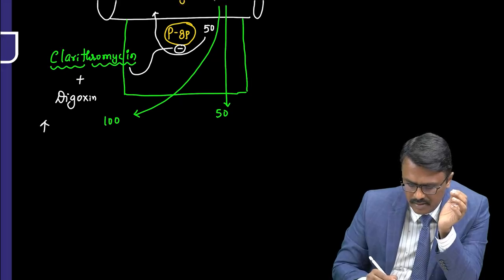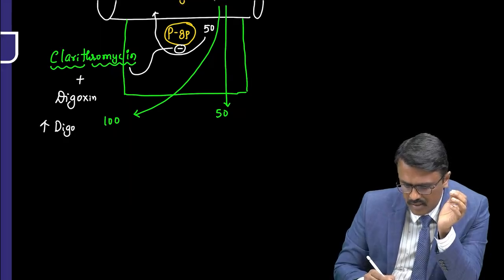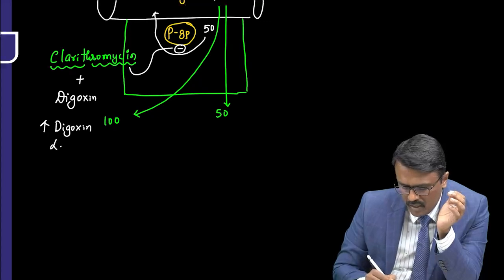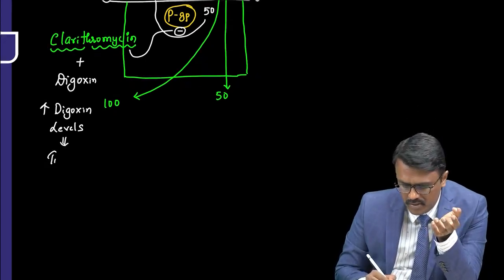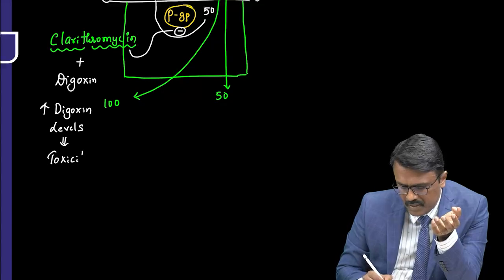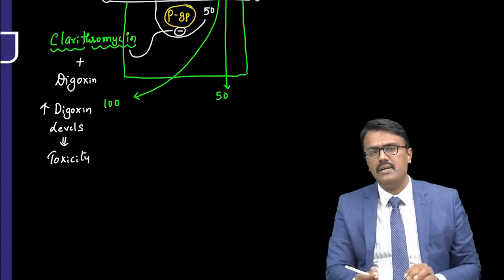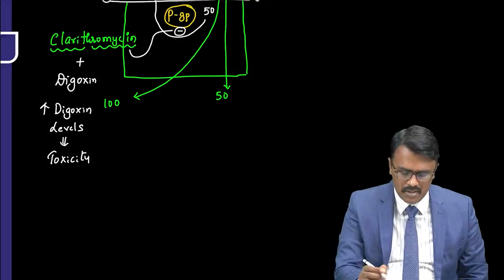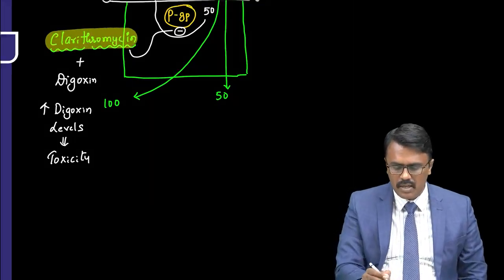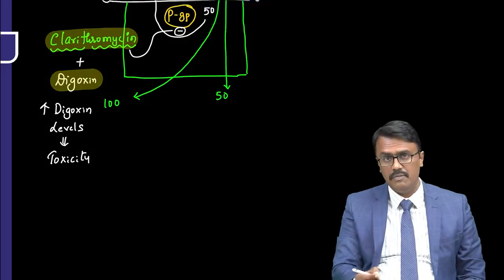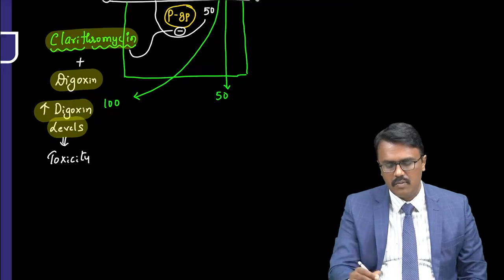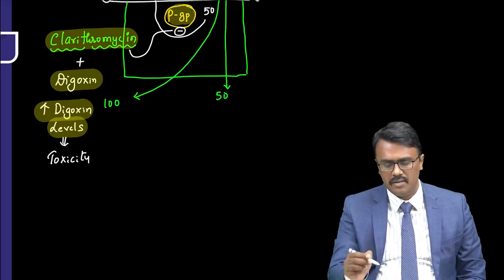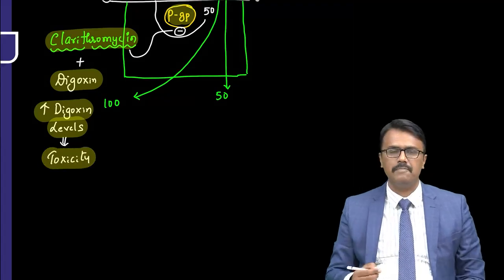What happens if all the 100 enter inside? There is an increase in digoxin level in the circulation. What happens if the digoxin levels are increased? Obviously the adverse effect will occur. That is what we mean by toxicity will occur. So this is what we mean by drug interaction. The point to understand is, don't combine clarithromycin and digoxin together. If I give them together, the digoxin level increases because the watchman P glycoprotein is inhibited, and toxicity can occur.